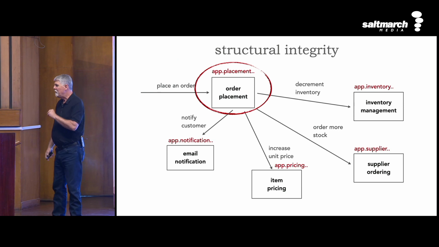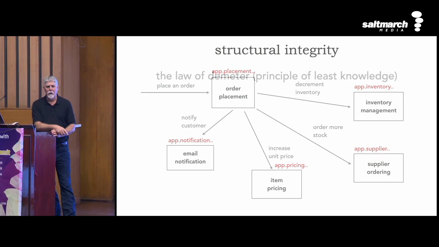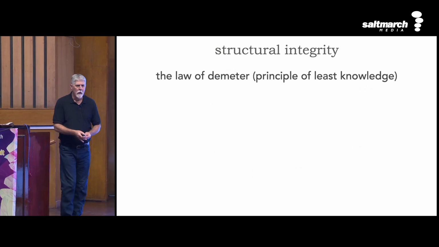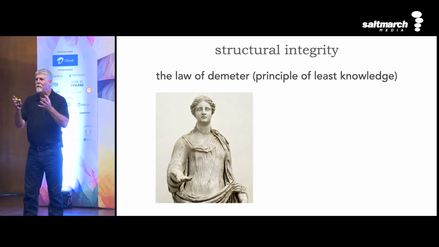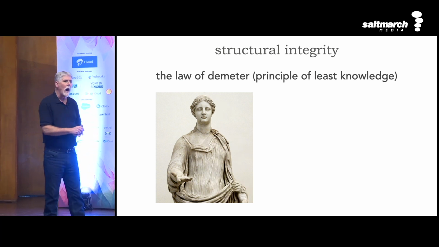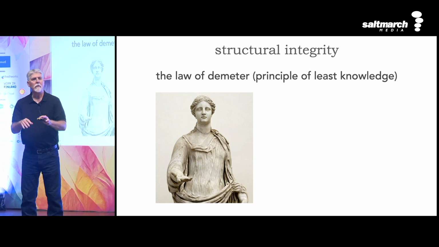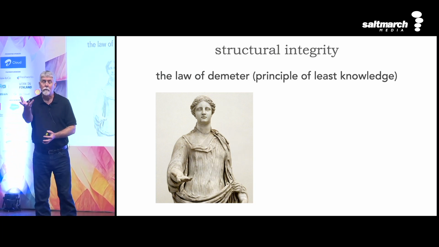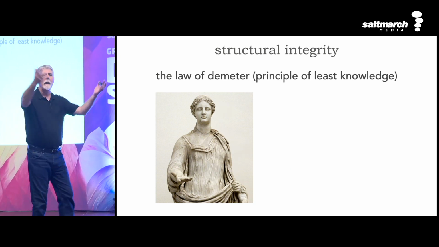So let me show you how to fix this problem. It's something called the law of Demeter. Now, the law of Demeter is called the principle of least knowledge. It's named after the goddess Demeter, in Greek mythology. The goddess Demeter was the goddess of agriculture, the goddess of grains. And she, in mythology, produced all the grains for all the world.